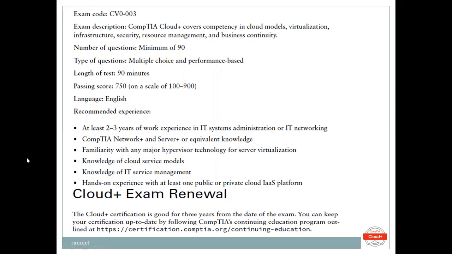Recommended experience, at least 2 to 3 years of experience in the industry. CompTIA Network Plus and Server Plus is required, or equivalent knowledge. So A Plus, Network Plus, Server Plus, you can go for this. And familiarity with any major hypervisor technology for server virtualization is required. You should have been working with the hypervisor in Microsoft platform or in a VMware platform like ESX Plus.